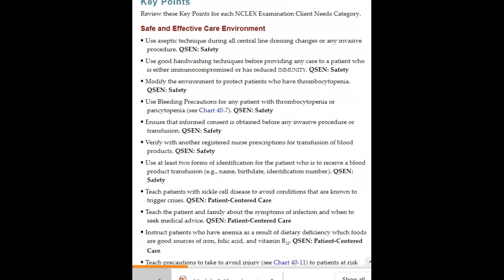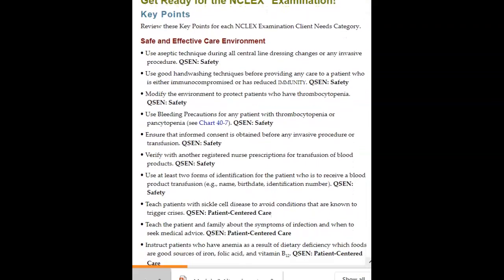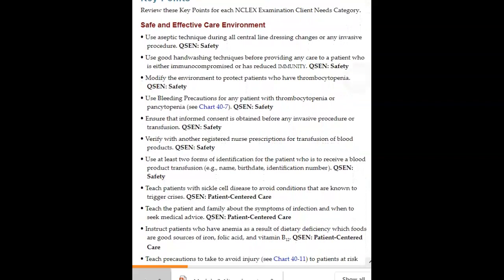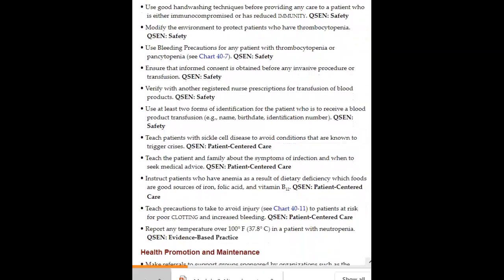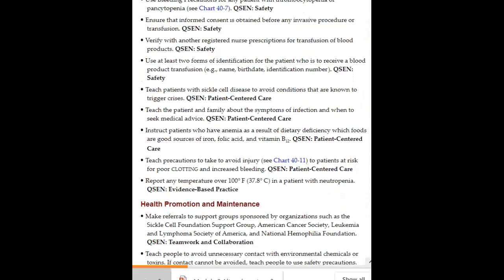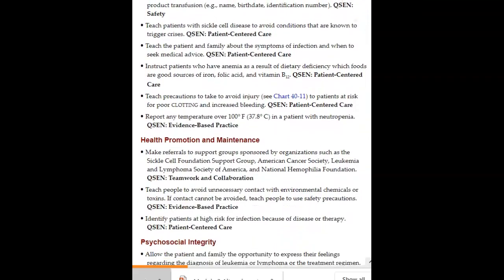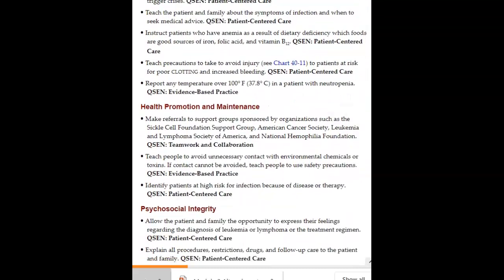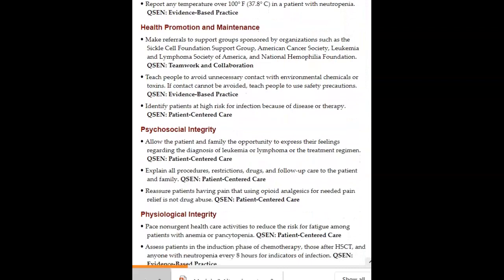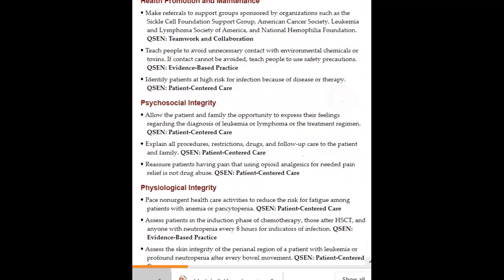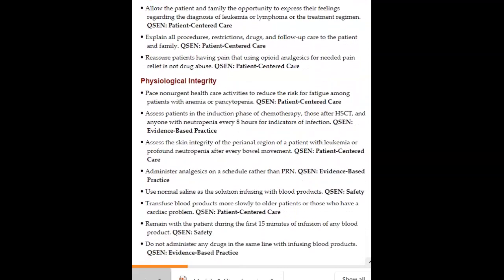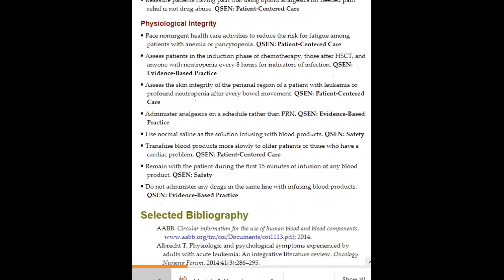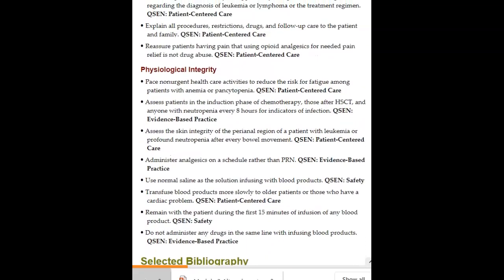And know your get ready for NCLEX examination key points. Safe and effective care environment. I'm going to scroll through these very quickly, but just know that this is information that you should know. This is how all the tests are set up: health promotion maintenance, psychosocial integrity, physiological integrity. So know this, and you can always pause, okay?